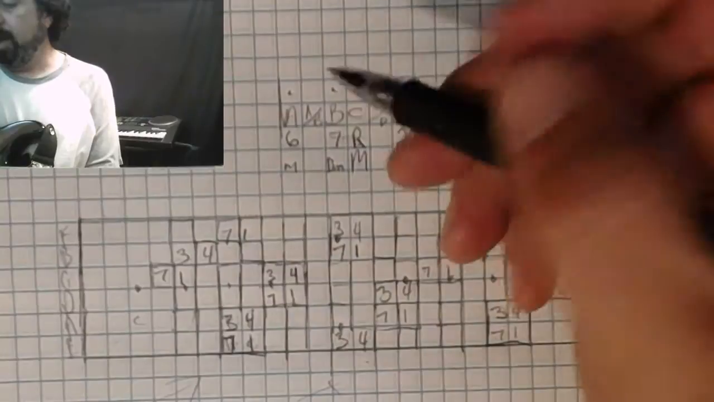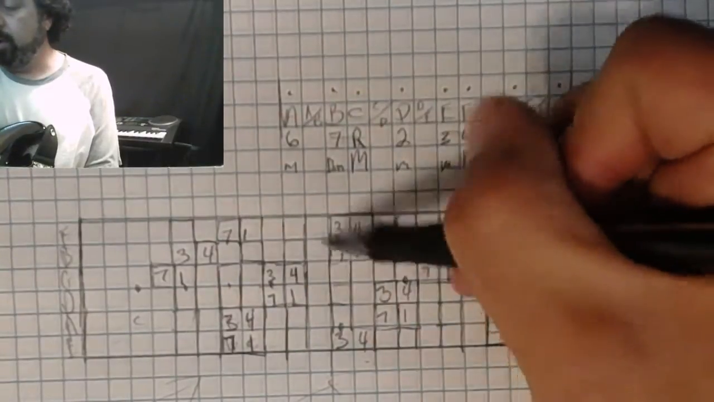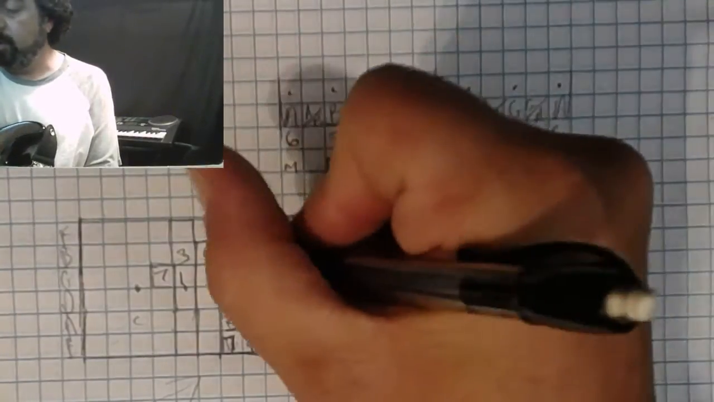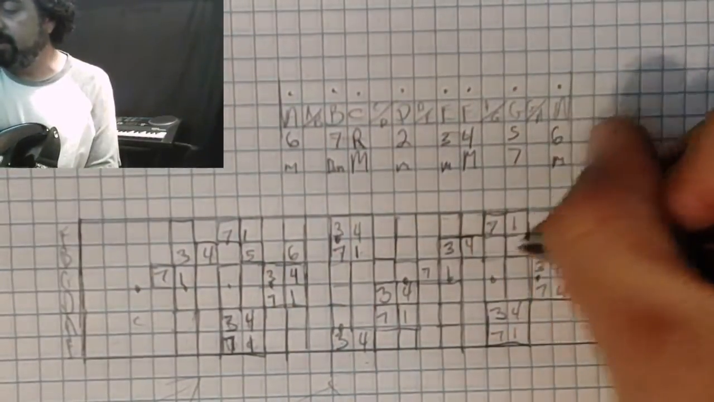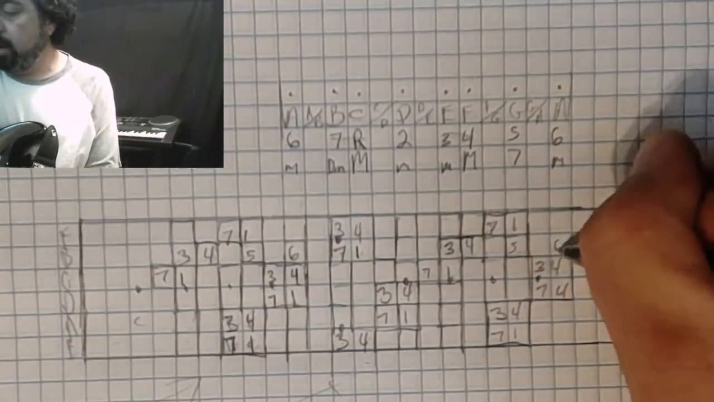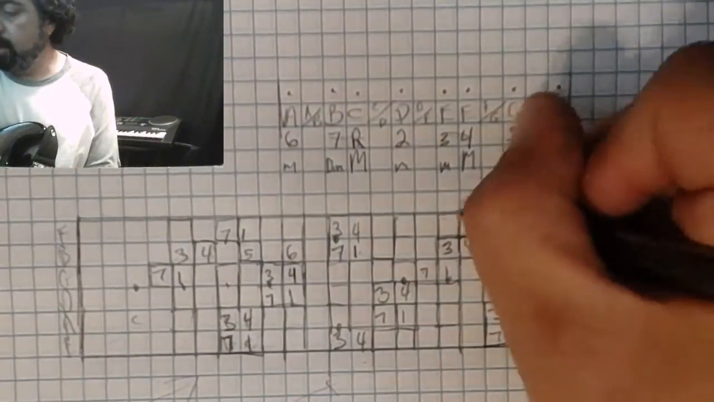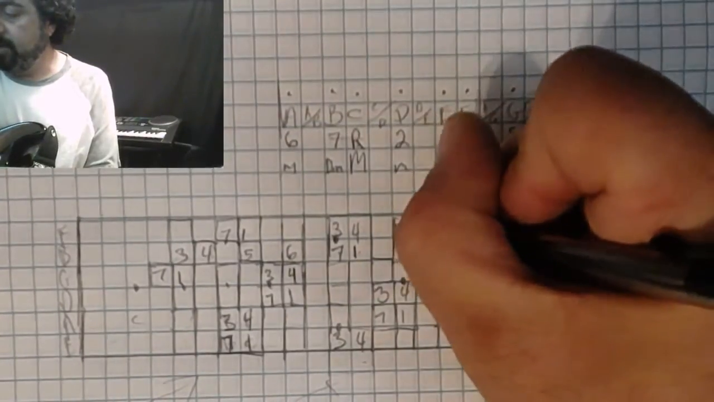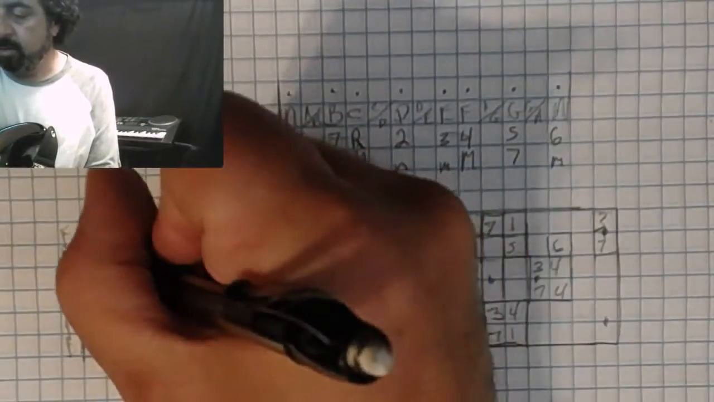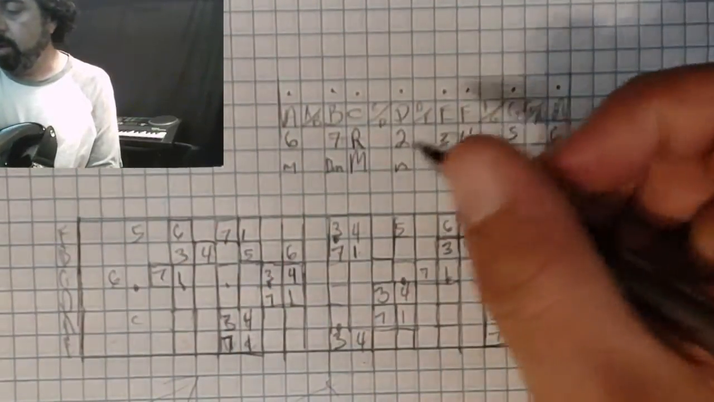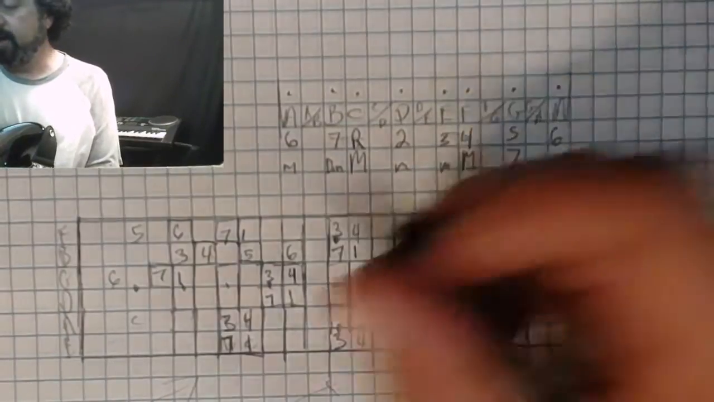So as you can see here, between the 3, 4 and the 7, 1, there will always be a 5 and a 6. So let's find all our 4s and put a 5 and a 6 there. 6 and 5. It's got to be a 6. Open string G, there's a 5. In the key of C, G is the 5th, right? What do you know?